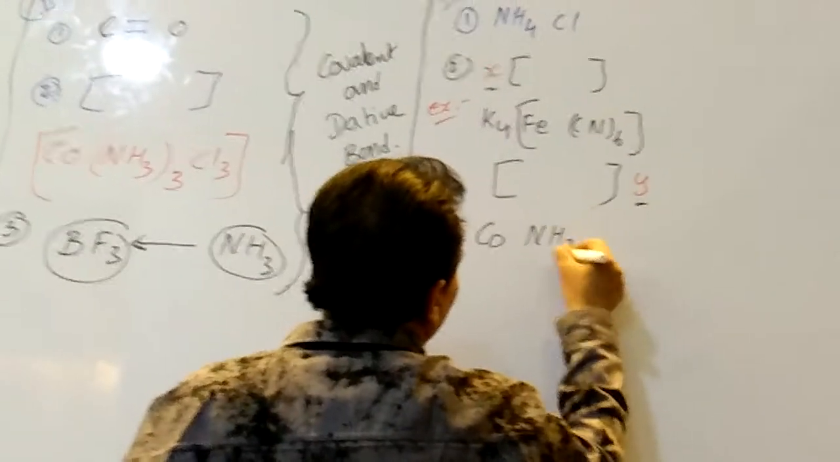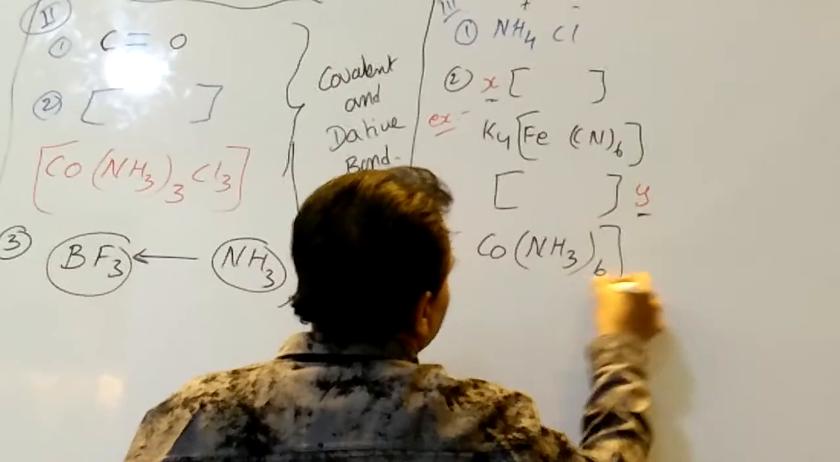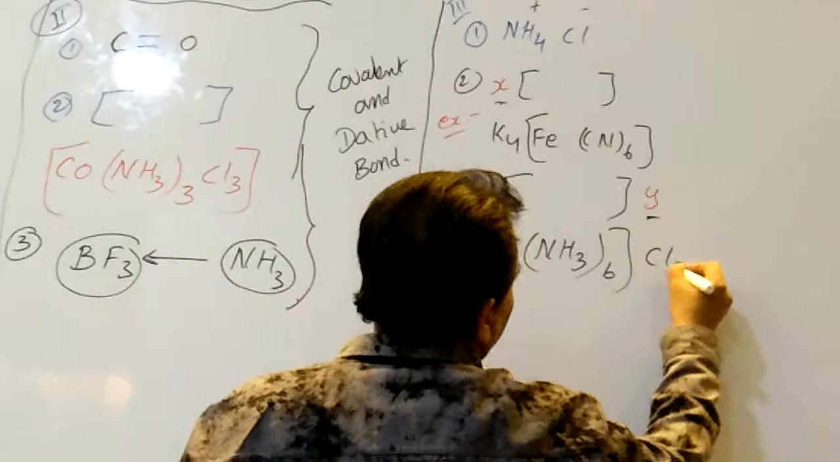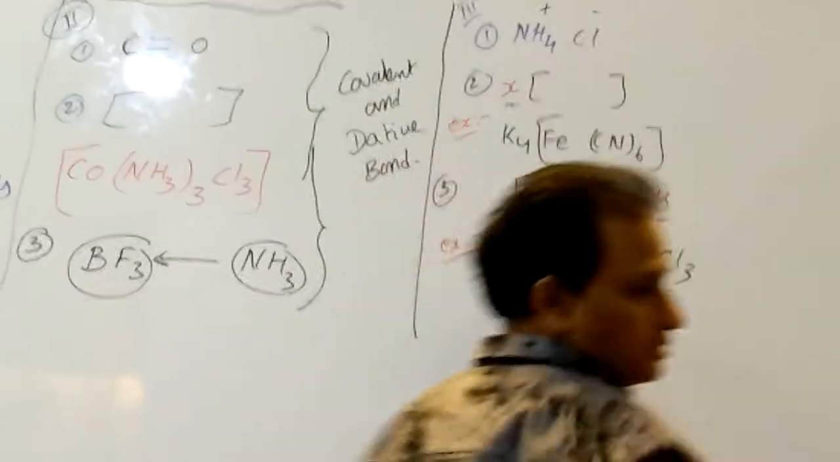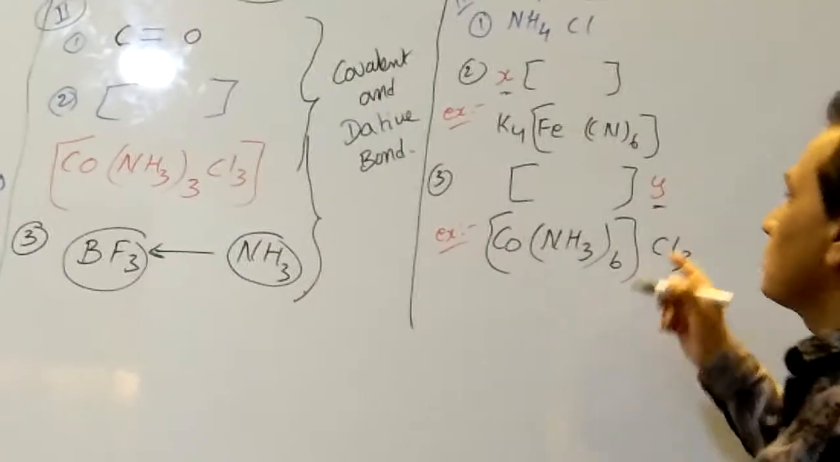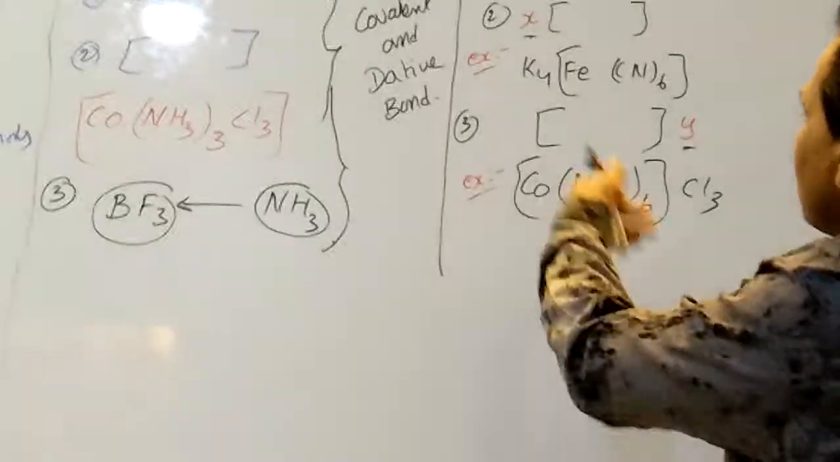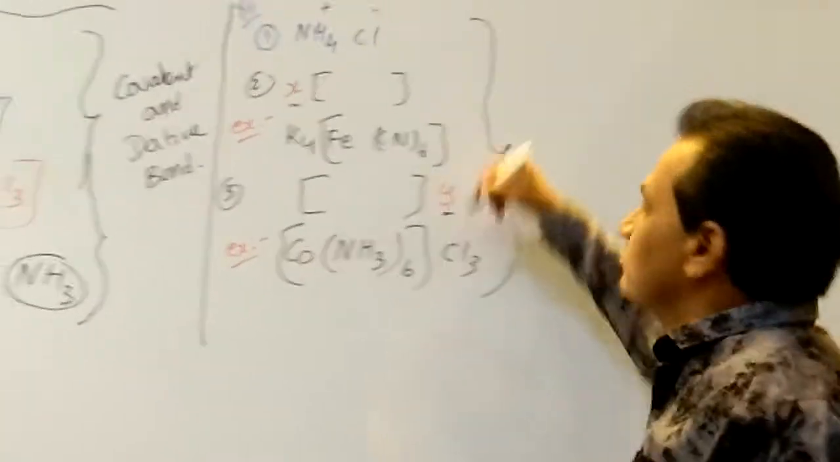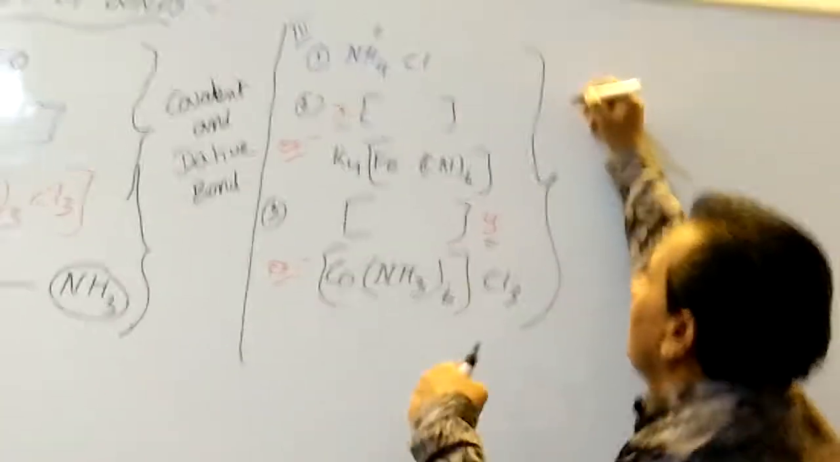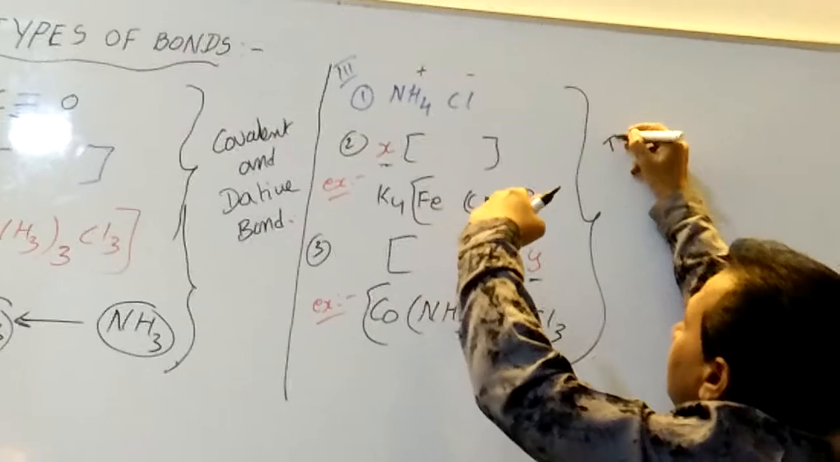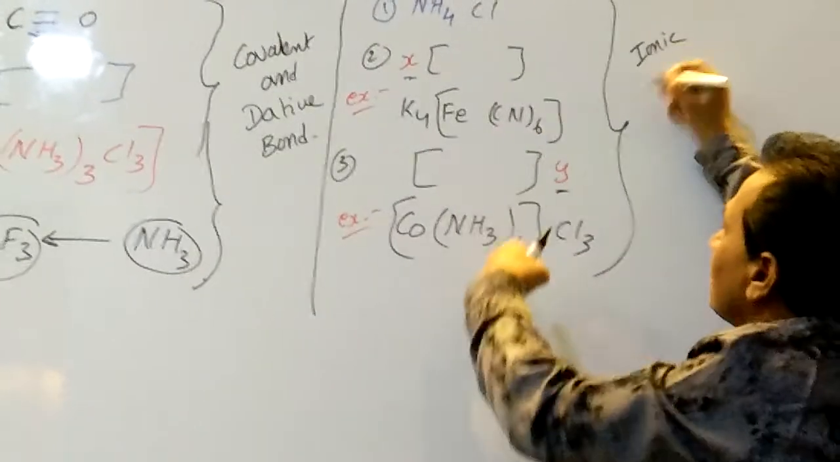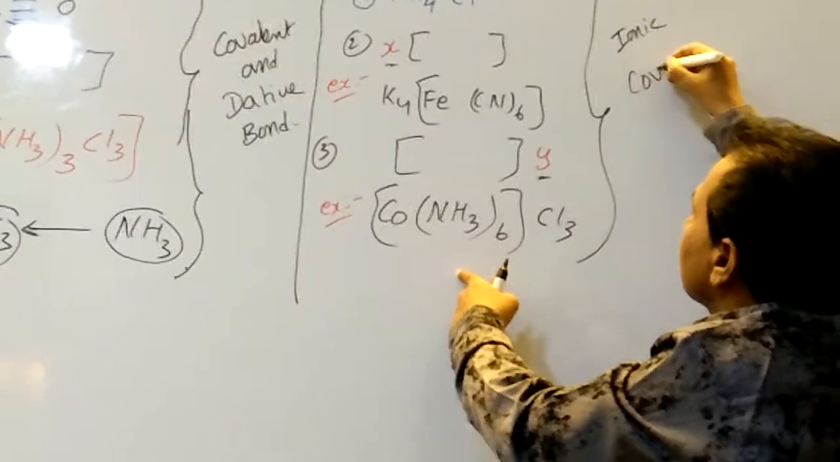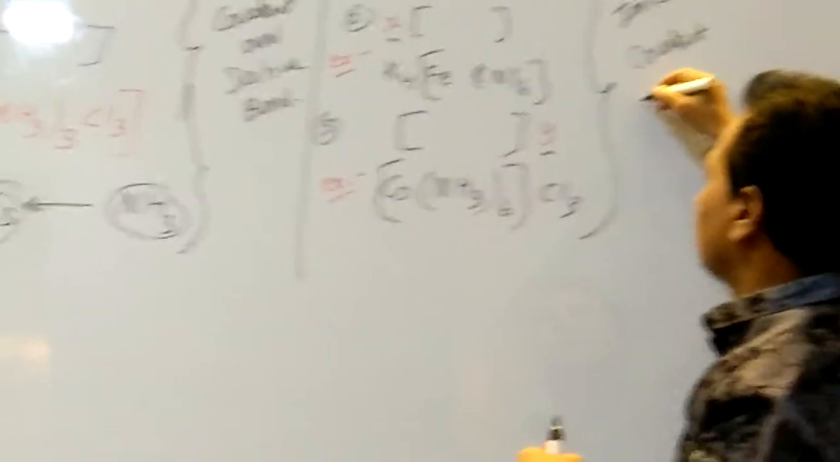like this, Co NH3 6 Cl3. After the square bracket, Cl3 is present. Okay, what types of bonds do they show? They show three types of bonds. What is this? Ion plus and minus, ionic, and covalent, and dative bond.